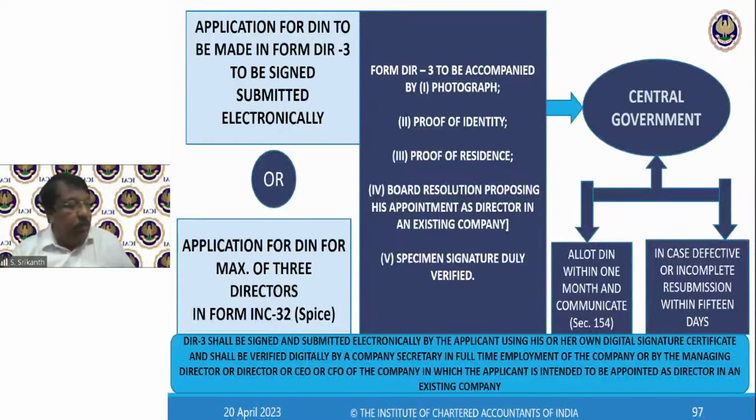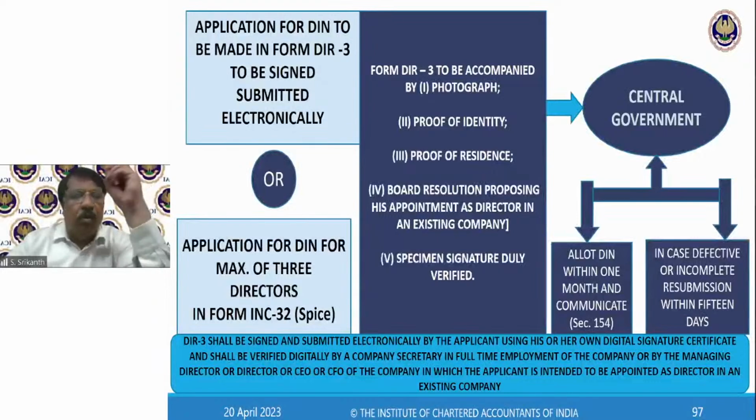Now there's another possibility. You are incorporating a new company, totally new people, and they don't have DIN. One may have a DIN, others don't. At the time of the name application and incorporation application, you can apply for DIN for up to 3 directors, and enclose all the details. Why 3? Because the minimum for a public company is 3. You can use a special form called the SPICE form, INC-32, which can be used for incorporation.